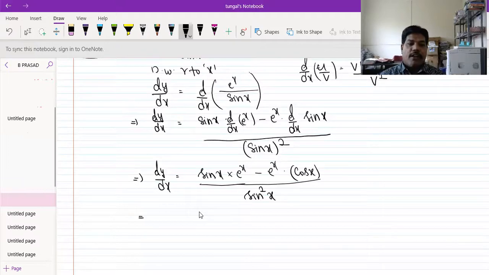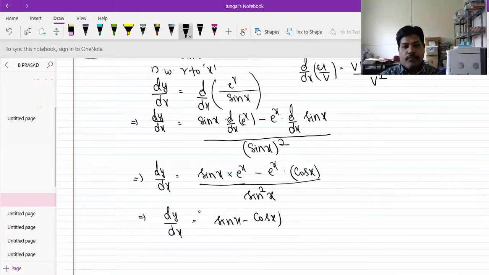So in the numerator, I will take e power x common. What you will get is dy by dx. If you take e power x common, it will become sin x minus cos x into e power x, whole by sin square x.